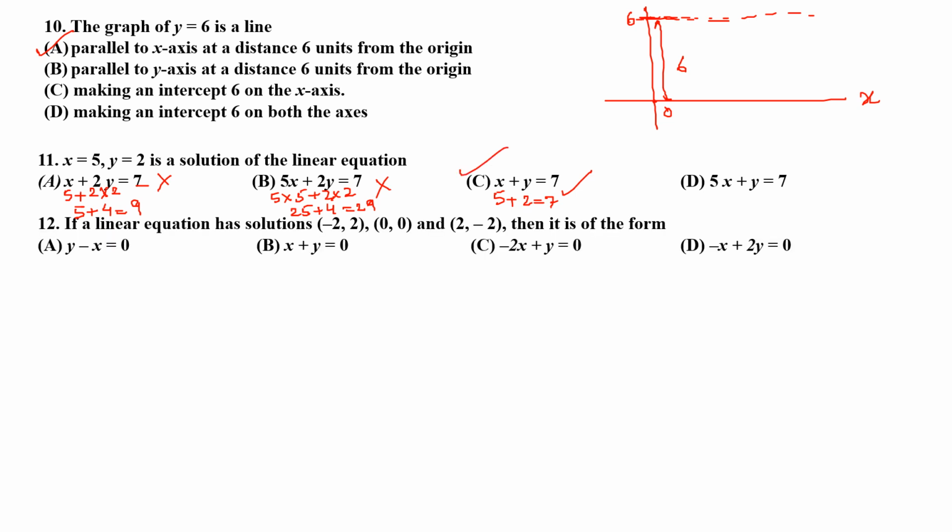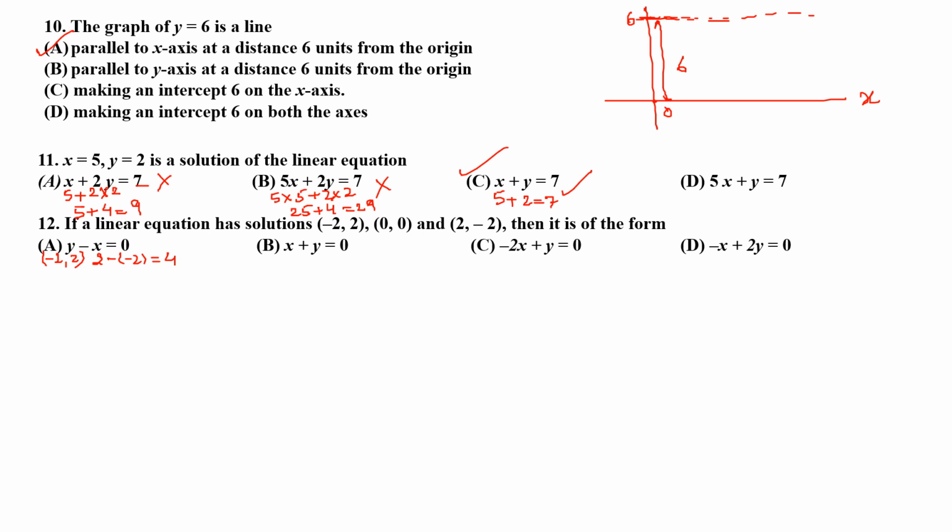Now question number 12. If a linear equation has solutions minus 2, 2, 0, 0 and 2, minus 2, then it is of the form. Now if these are the solutions, then all these points will satisfy the given equation, isn't it? So start putting the values. If you take the first option, first one is minus 2 comma 2. If you take your y coordinate is 2, so 2 minus minus 2, which will give you 4.